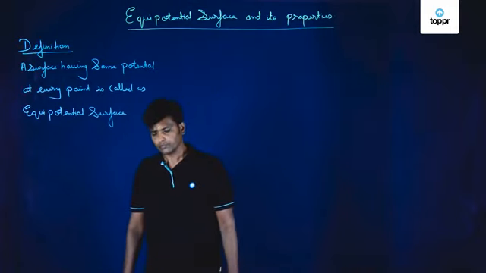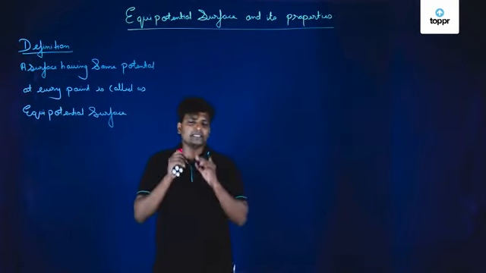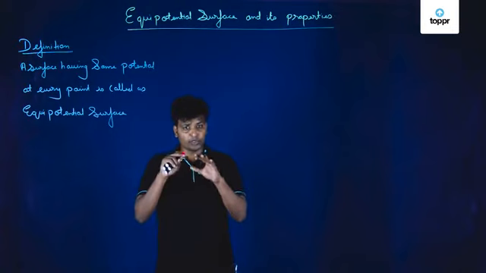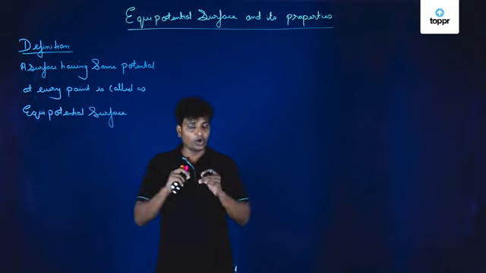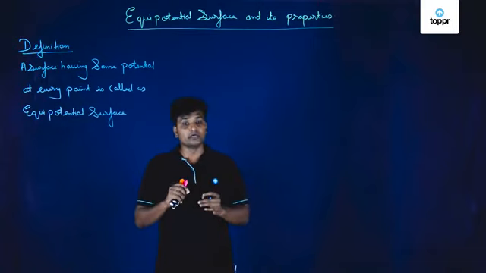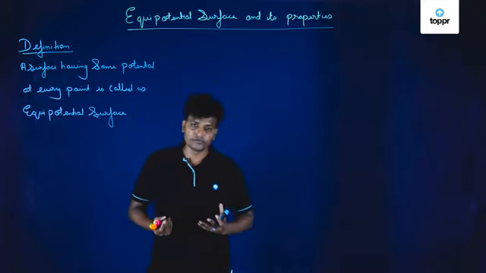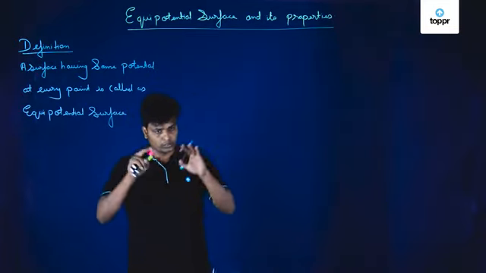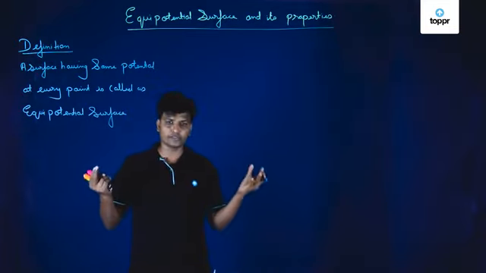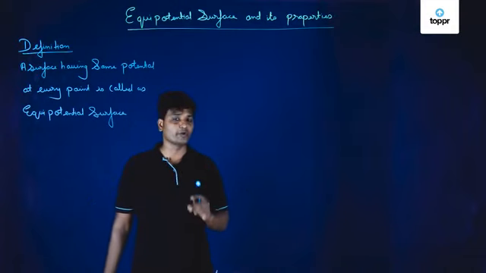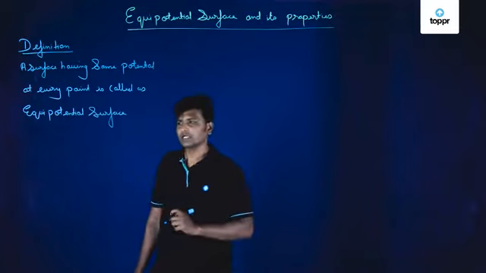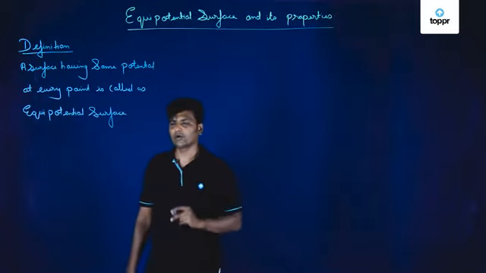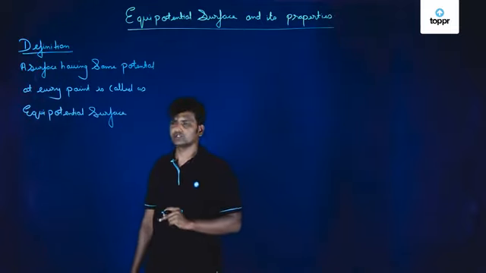Now, this surface can be imaginary, it can be on empty space, right? Or it can be the surface of the conductor itself. So it can be what? In empty space, that means it can be an imaginary surface, or it can be on the surface of the conductor itself, right? Now let us understand some properties of equipotential surface.